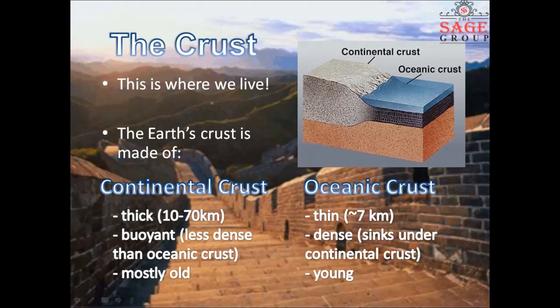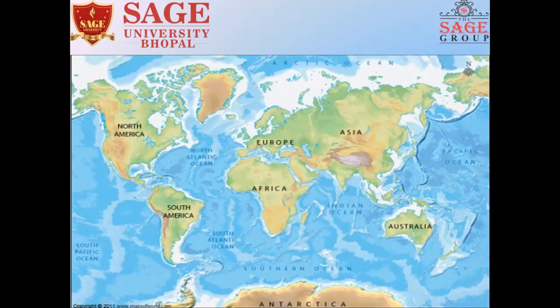Now, what are the basic differences between continental crust and oceanic crust? Continental crust is very thick, about 10 to 70 kilometers. Oceanic crust is thin, nearly 7 kilometers. Second point, continental crust is buoyant and less dense than oceanic crust, while oceanic crust is dense. Third, continental crust is mostly old, and the oceanic crust is young. This is the geographical division of Earth, which shows different continents, countries, and oceans.